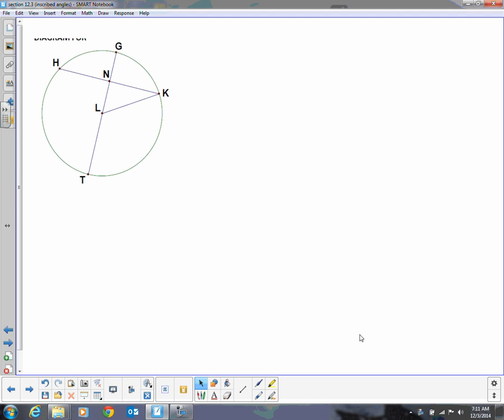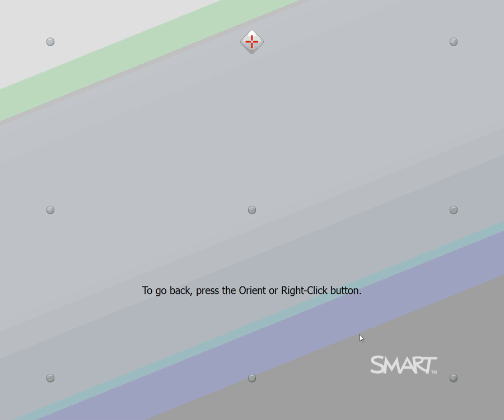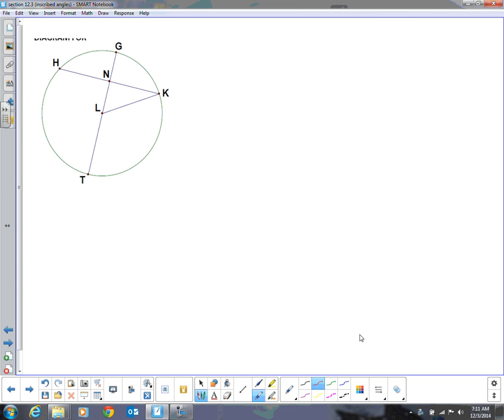Number 3. Number 3 said that if HKL, do you see angle HKL on your worksheet? Is that fully drawn, HKL? Is it fully drawn? No. So the first thing you're going to do is finish drawing HKL.